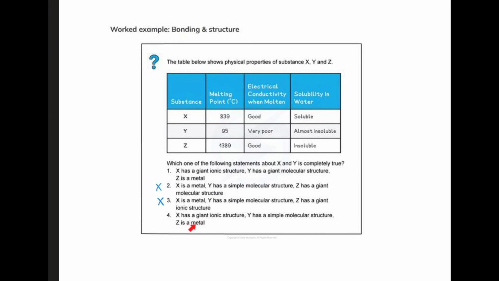Z is a metal. Okay, yeah, true. Because metal normally has a melting point of four digits, and electrical conductivity is good. Actually, it can conduct electricity in solid as well as liquid, so no matter molten or solid, it is just good. Soluble in water: insoluble. So metal is insoluble in water. So at the end, we have to say that the answer is number 4.